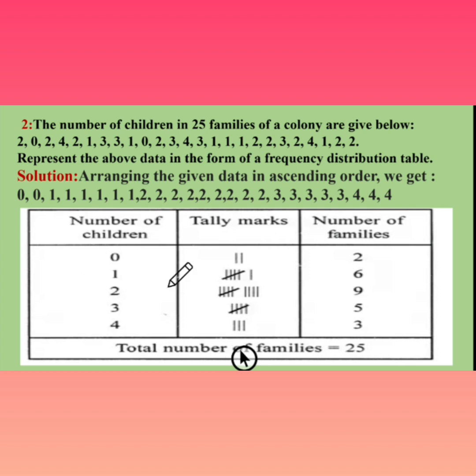Similarly 2, how many are 2? There are 9 families that have 2 children. So here we have to represent the 5 by the bundle and 4 vertical lines. So it represents the 9. Next is 3. How many families? There are 3 children, so there are 5 families. So 5 is represented by 4 vertical lines and 1 slant line. And there are 3 families that have 4 children. So 3 is represented by 3 vertical lines. So the total number of families is 25.